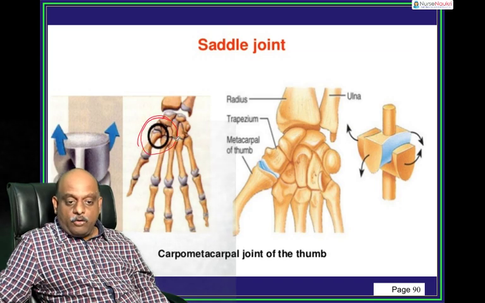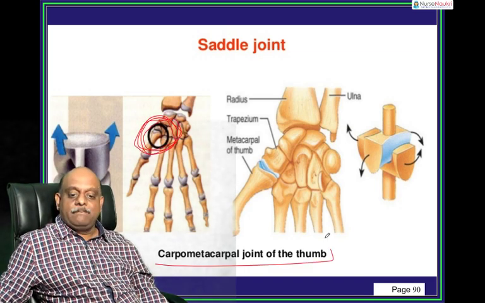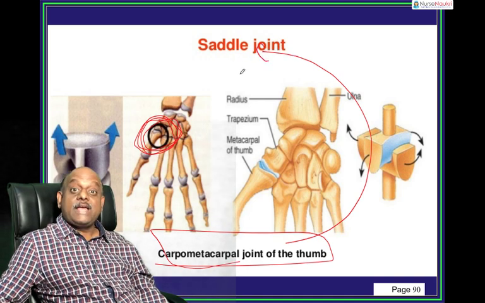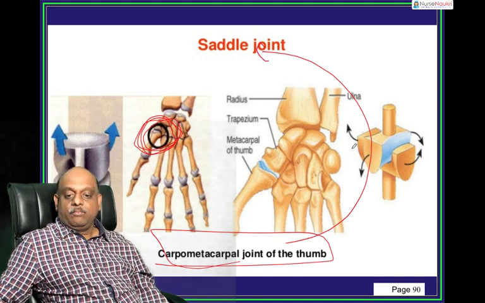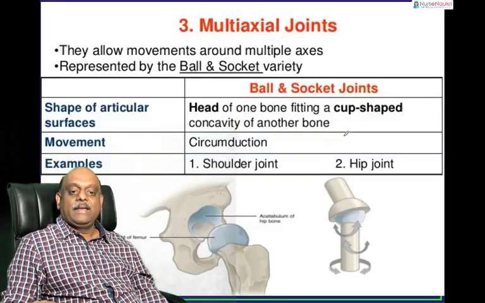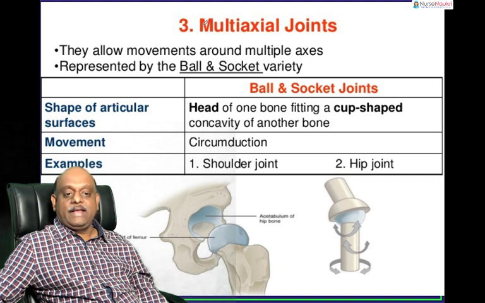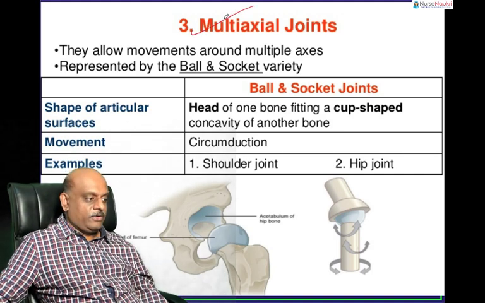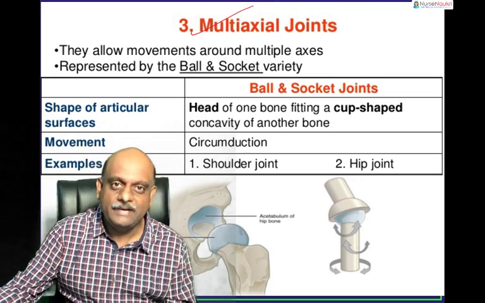Then the carpometacarpal joint of the thumb, don't forget, is a favorite question of the examiner. It is a saddle joint. Both surfaces are concavo-convex, that is the importance. Finally comes the multi-axial joints. Almost we are done. No worries. I know you're all hungry, right?